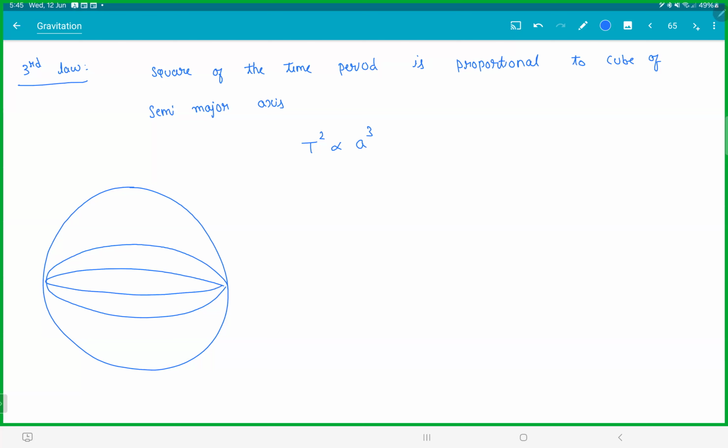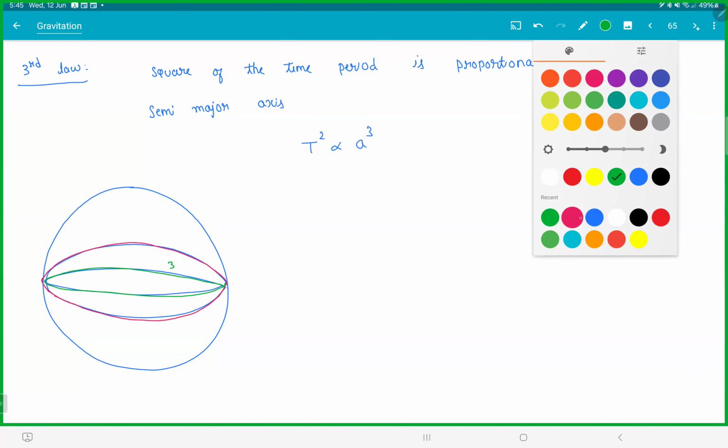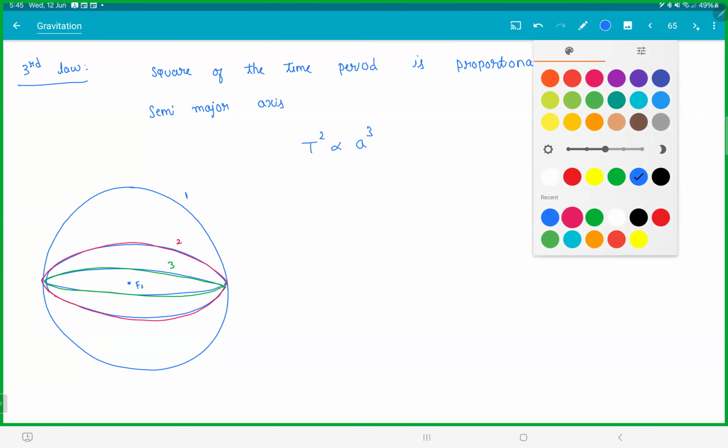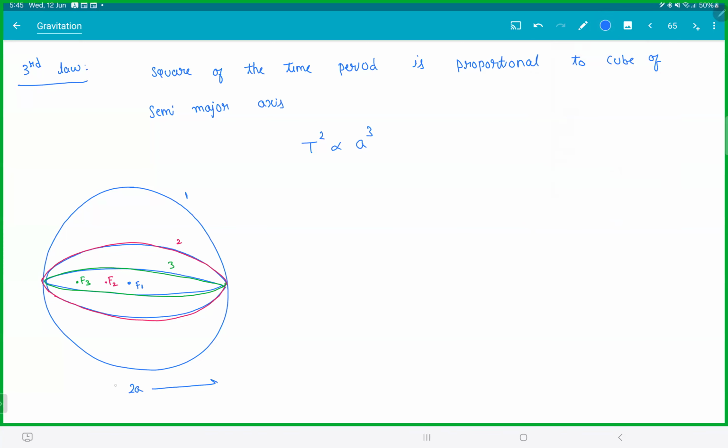So if you have different ellipses, as long as the semi-major axis is same, it doesn't matter whatever is the time period. This is 3, this is 2, and this is 1. So for the blue one, this is the focus, the center. So the red one will be somewhere here. The green one will be somewhere here. All of them have same major axis. So the time period is independent of minor axis.